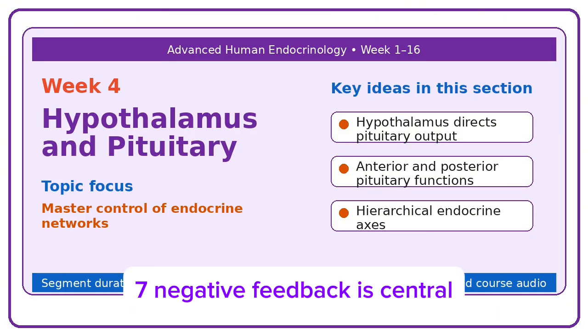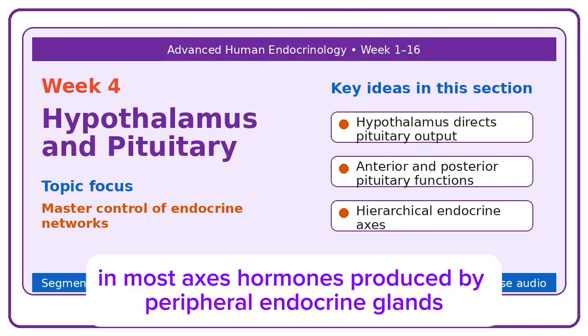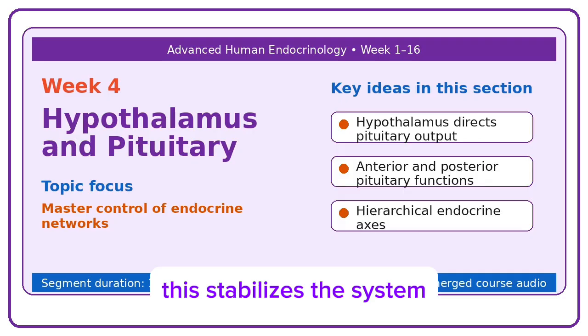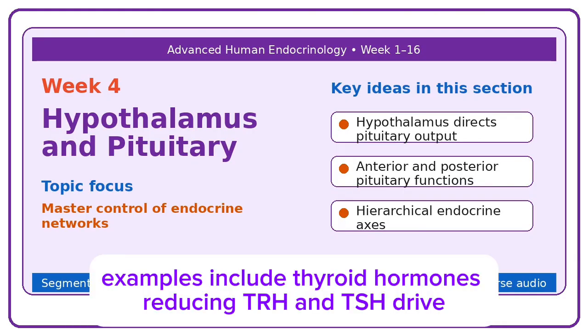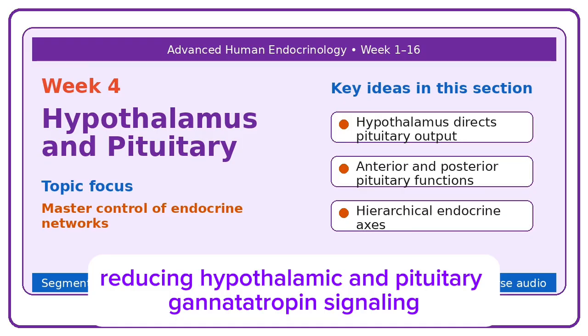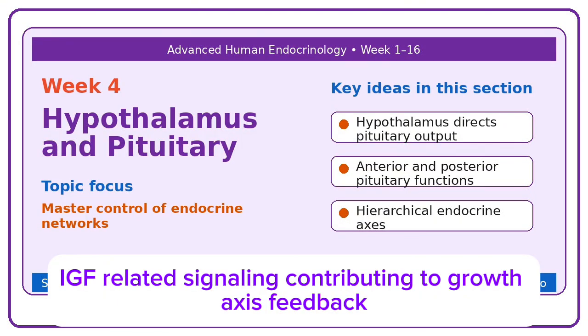7. Negative feedback is central. The hypothalamus-pituitary system depends heavily on negative feedback. In most axes, hormones produced by peripheral endocrine glands feed back to reduce hypothalamic and pituitary stimulation. This stabilizes the system and prevents uncontrolled hormone overproduction. Examples include thyroid hormones reducing TRH and TSH drive, cortisol reducing CRH and ACTH drive, sex steroids reducing hypothalamic and pituitary gonadotropin signaling in many physiological contexts, and IGF-related signaling contributing to growth axis feedback.